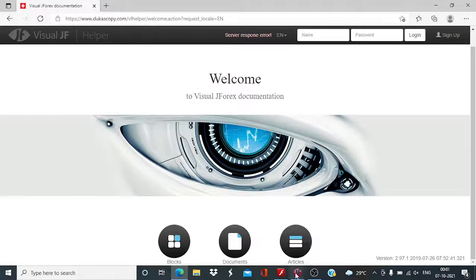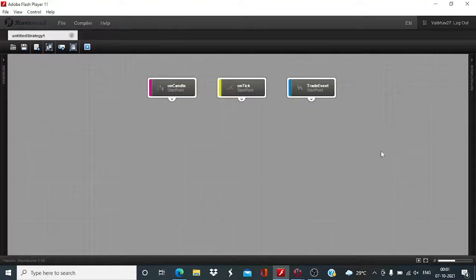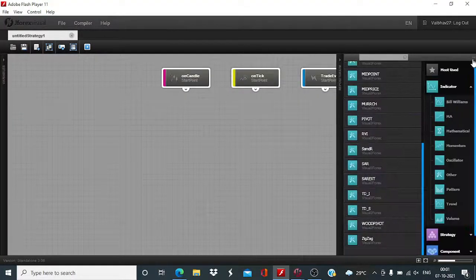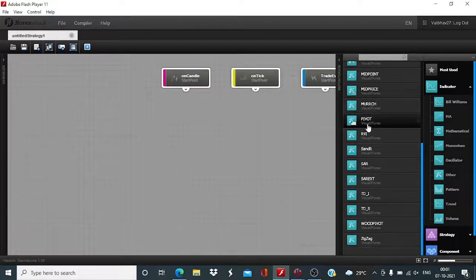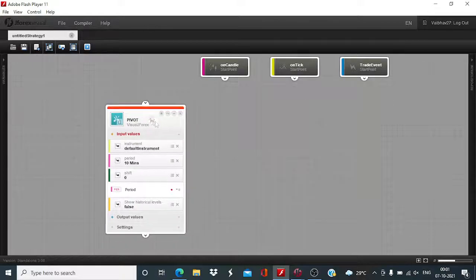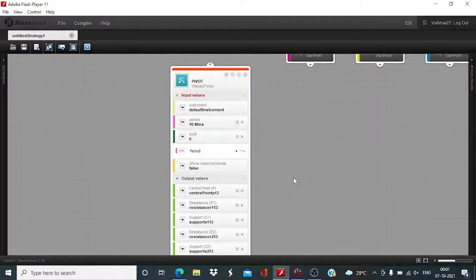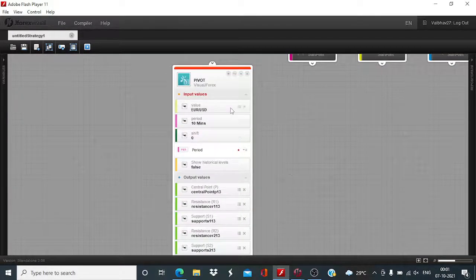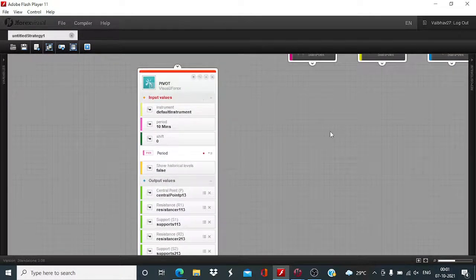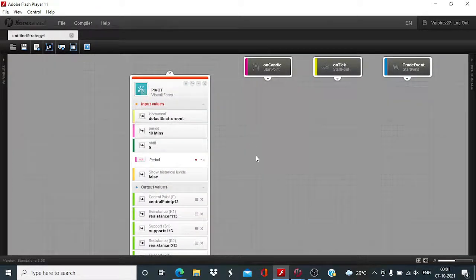So let us now head to the Visual JForex board, which has been developed by the Dukascopy Bank SA. Here you will find this indicator just below the Murray channel indicator. Last session was dedicated to Murray channels, and we saw how we could have utilized that indicator. Now this is the turn of pivot, and we will see what kind of trade setup we can build with this.